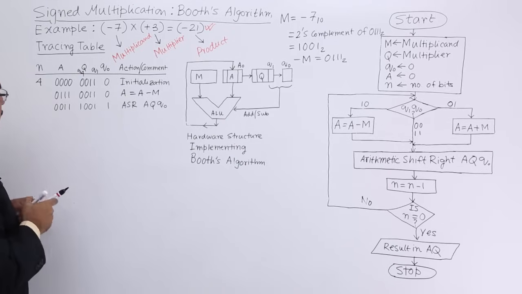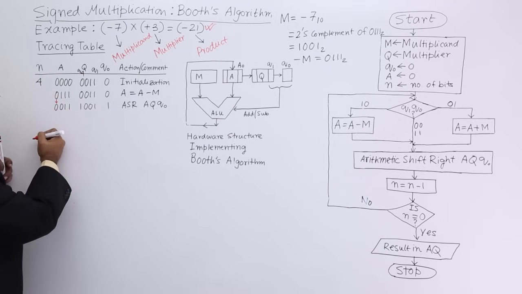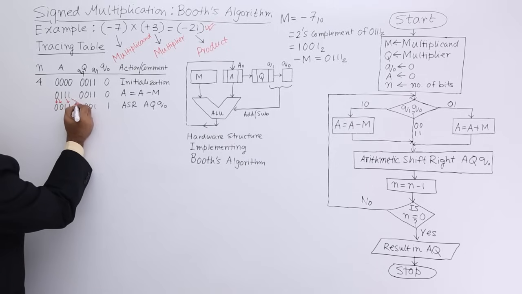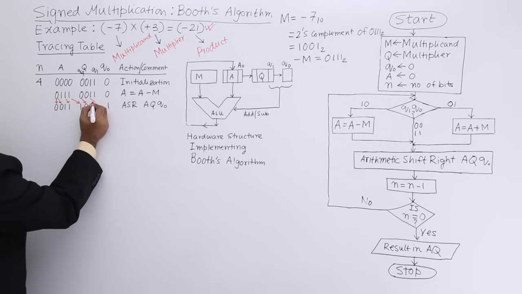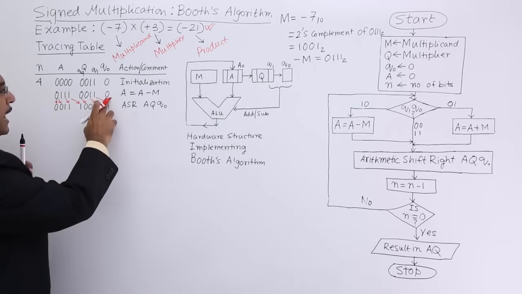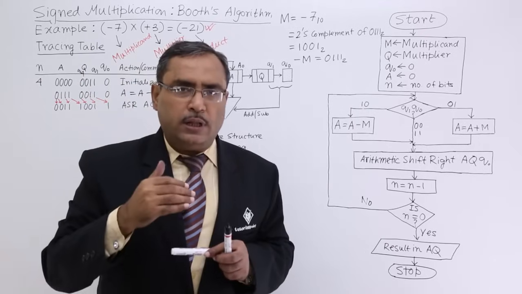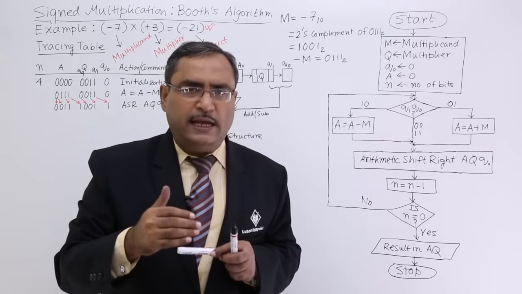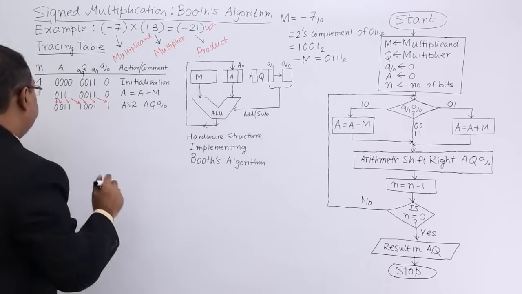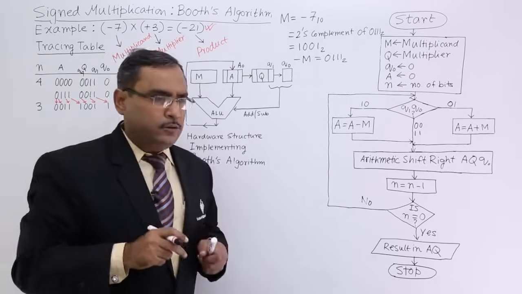So let me explain this one here. This 0 has been restored, it is not leaving its place, and this 0 has got shifted. This 1 has come down here, and this 1 has gone there, and this 0 has been lost, because as we are doing the shifting, the LSB, the least significant bit, will be lost. So now after that I am having n equal to n minus 1. So the value of n will be 3, because 4 minus 1 is equal to 3.